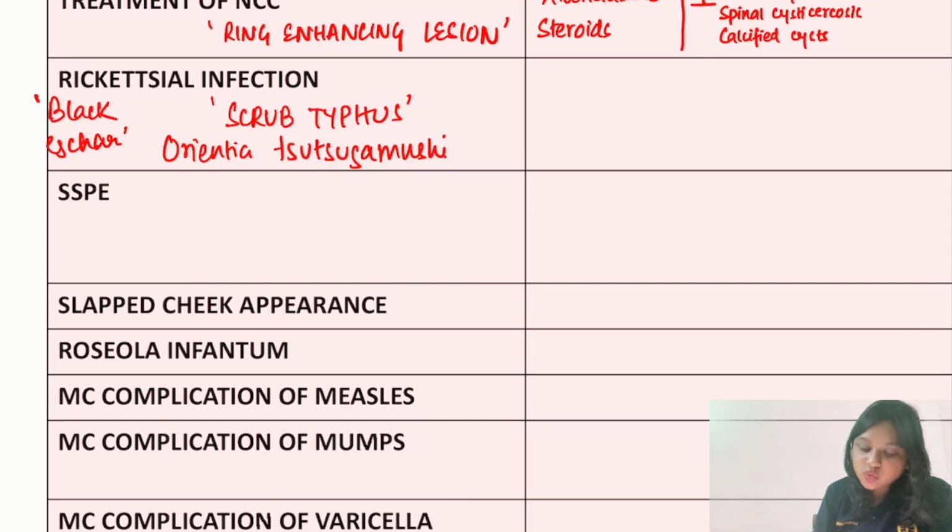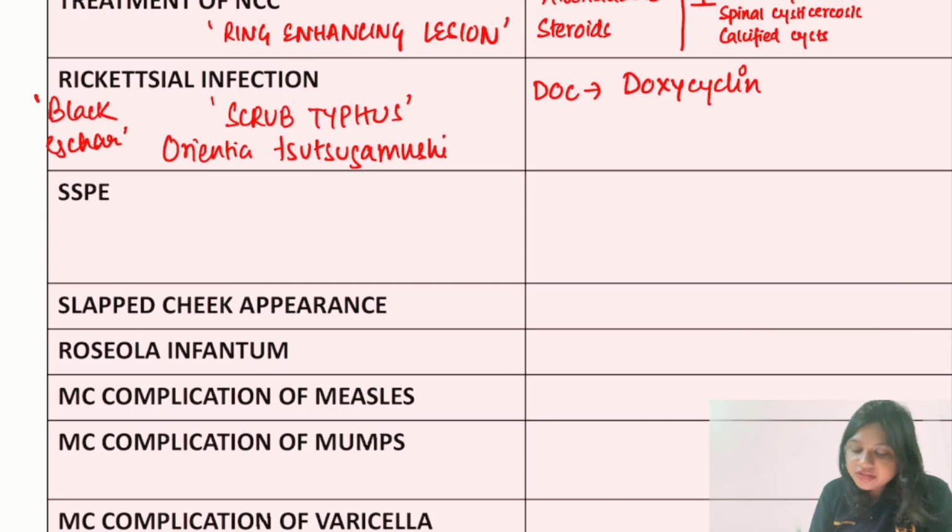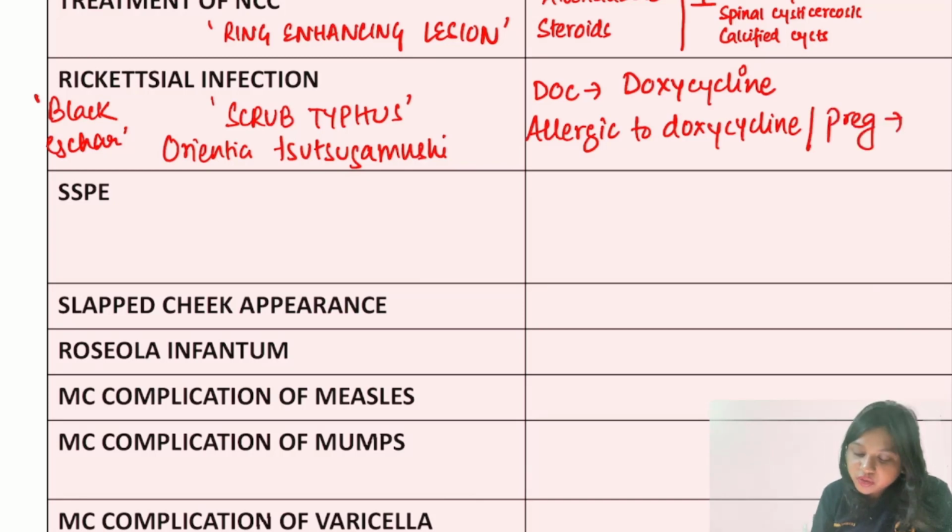So in scrub typhus, what is the drug of choice? The drug of choice is doxycycline. Another very commonly asked question: if a child has a doxycycline allergy, or in a pregnant woman, what drug are you going to give? The answer will be azithromycin. So azithromycin if it is allergic to doxycycline, otherwise the drug of choice is going to be doxycycline.